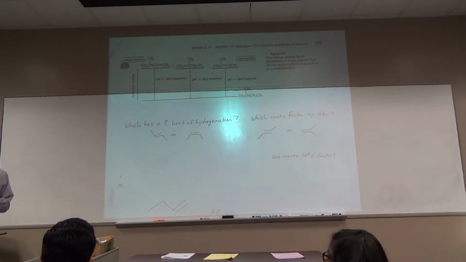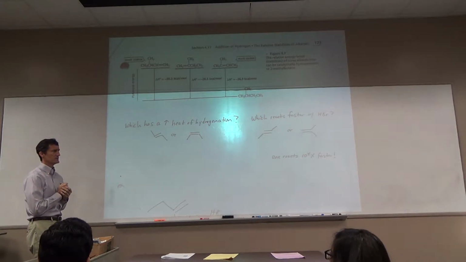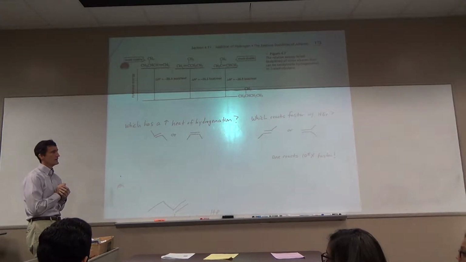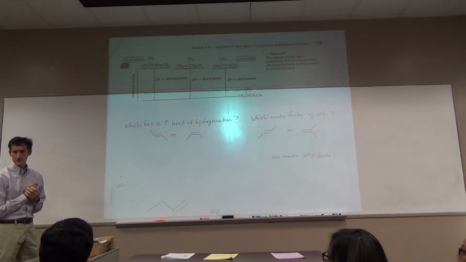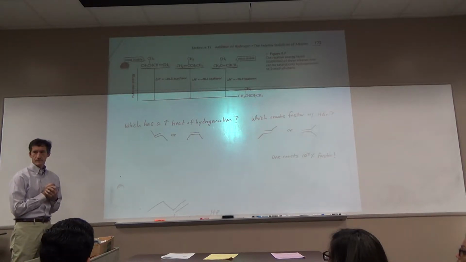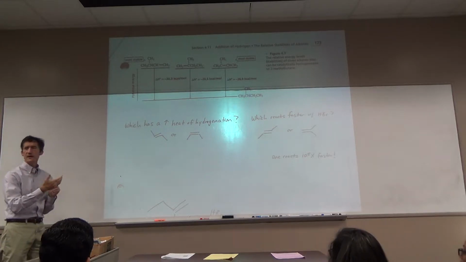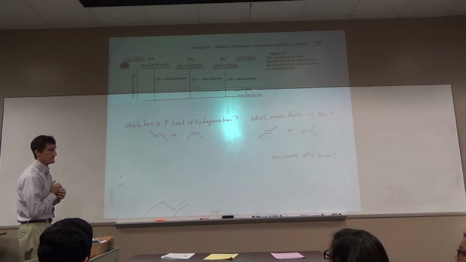I feel like trans would be faster because it's lower energy. What do you mean trans would be faster? Which one is trans? I would say the one to the left is trans, but it sounds like you were thinking the one to the right is cis. It's not cis? No, cis and trans are not applicable to the one on the right. The one on the right is not stereogenic. Oh, okay. I'm still going to say the one to the left. Anybody?